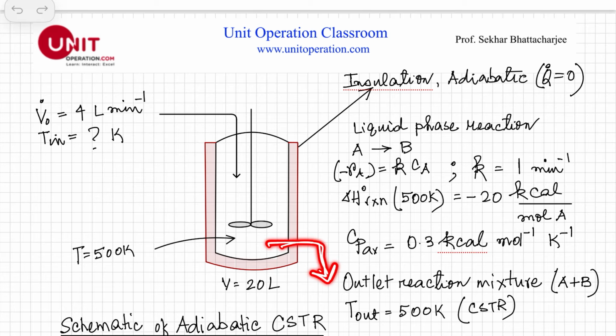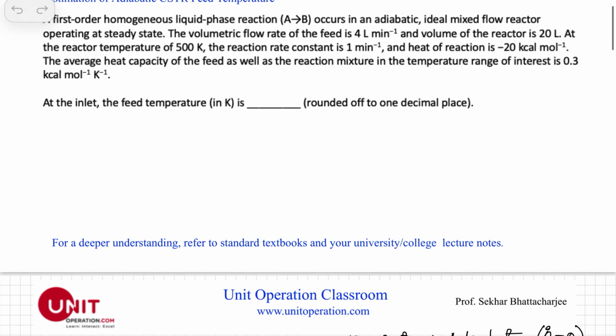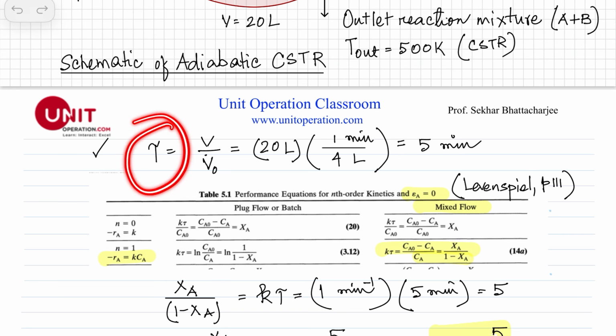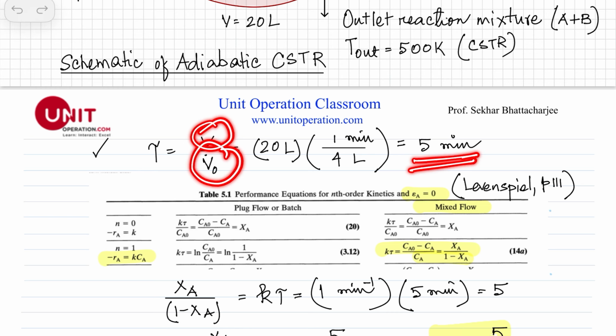And since this is a mixed flow reactor operating at 500 K, we can assume the product is also coming out at 500 K. All right. So we have to find the inlet feed temperature. This is a very standard problem. We calculate the residence time, volume of the reactor divided by the volumetric flow, which is 5 minutes.